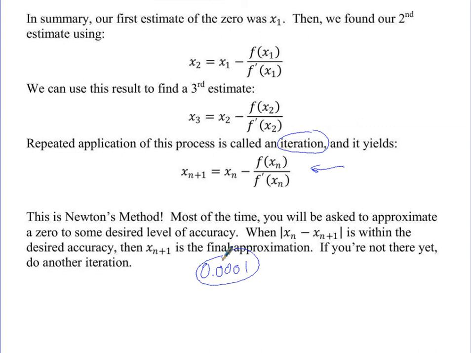And if you're not there yet, if you look at your 2 approximations, like x sub 2 and x sub 3, and they don't differ by less than that, then you just do one more, and then double check it again. And if that doesn't work, then do one more. It doesn't take that long.